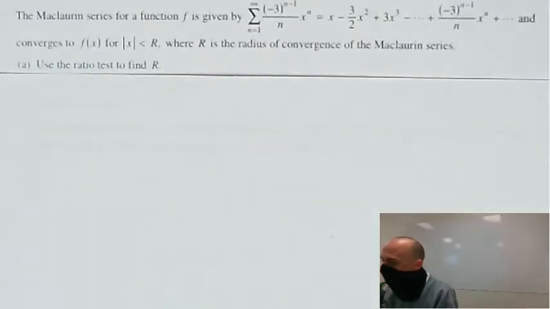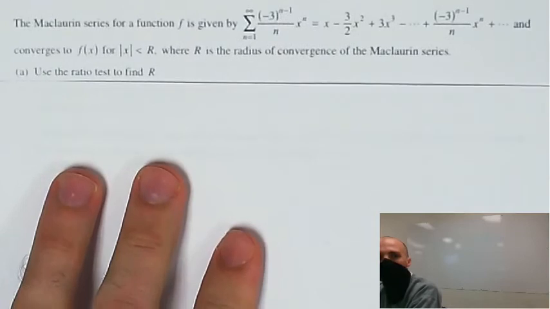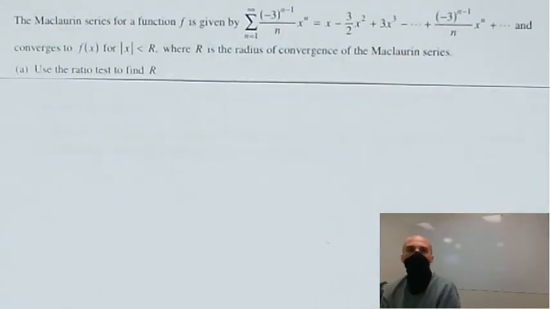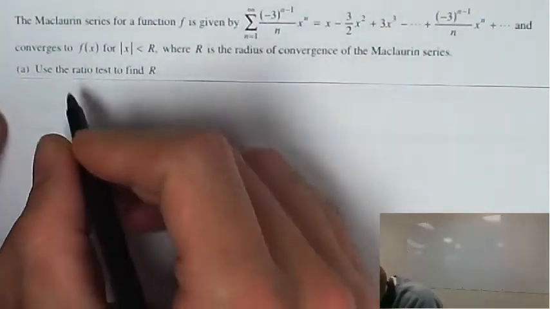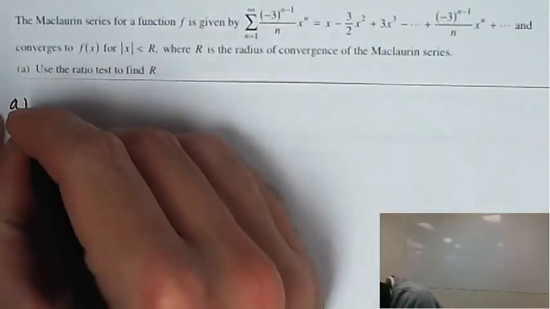Now, the last one I've got for you is 2015 BC number 6. You can't see it, but it's up there, 2015. And this one's pretty interesting. We're going to use the ratio test to find the radius of convergence of the Maclaurin series. This is pretty straightforward.